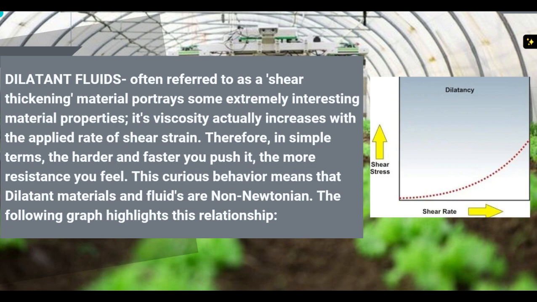A dilatant, often referred to as a shear thickening material, portrays some extremely interesting material properties. Its viscosity actually increases with the applied rate of shear strain. Therefore, in simple terms, the harder and faster you push it, the more resistance you feel. This curious behavior means that dilatant materials and fluids are non-Newtonian. The following graph highlights this relationship.